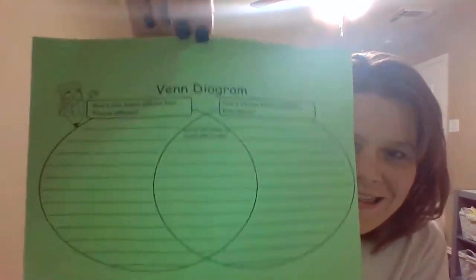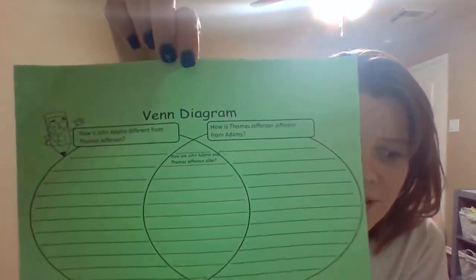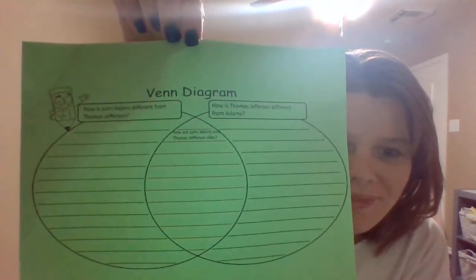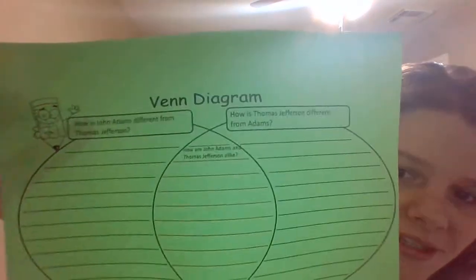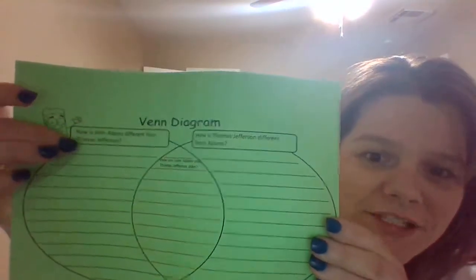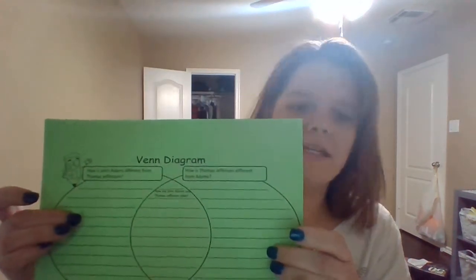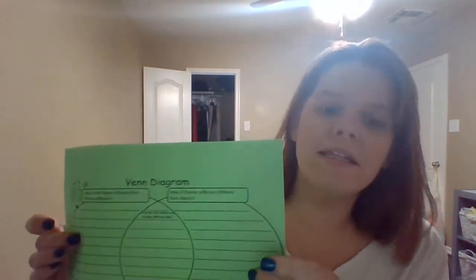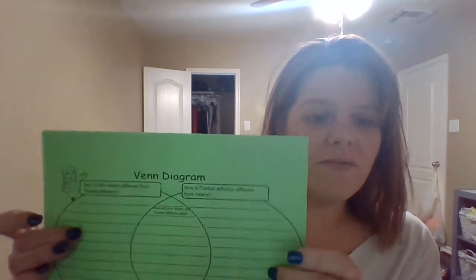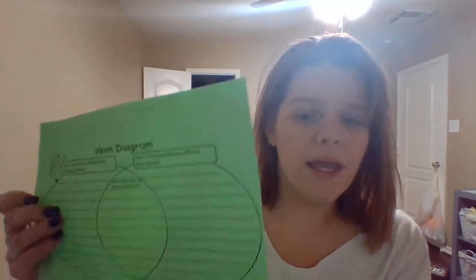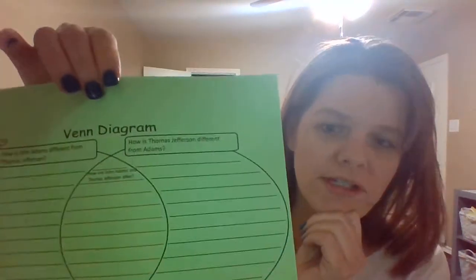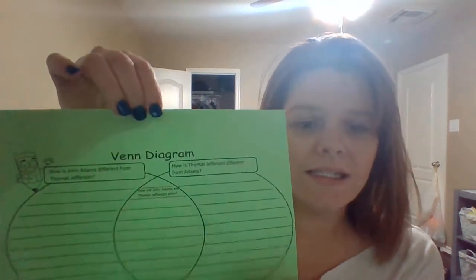Miss King has a PowerPoint that has this as slide number 1, and you guys need to complete this as a class. So if you notice, this is a Venn diagram, and on the left and right side are the differences of the president. How are they different? For instance, John Adams, all he had was challenges, and Thomas Jefferson had a whole bunch of contributions. And in the center, where it says, how are John Adams and Thomas Jefferson alike, you are going to list their similarities.